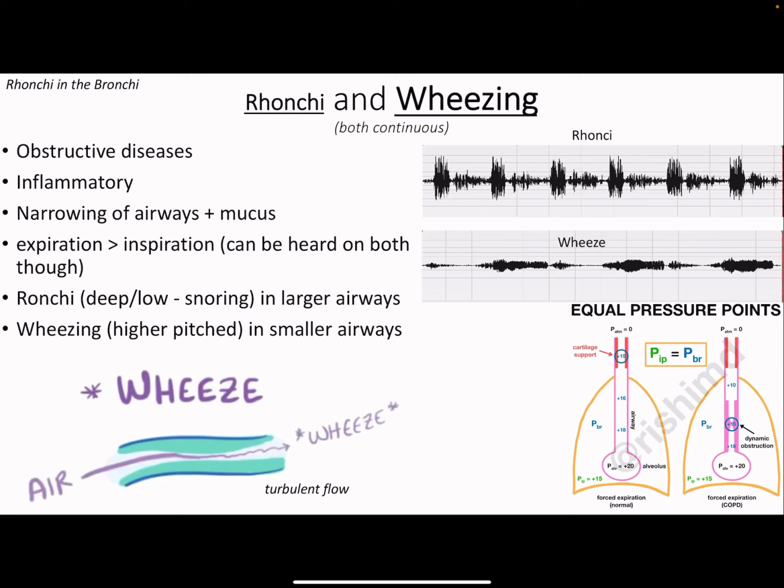So wheezing is the main one. Rhonchi is a little bit outdated, but obstructive, inflammatory, there's turbulent flow, air has a hard time getting through. You could hear it on expiration and inspiration, but it's going to be a little bit more on expiration usually. And rhonchi is technically like a deeper, lower snoring, and a wheeze is going to be a little bit higher pitch. So let's take a listen.